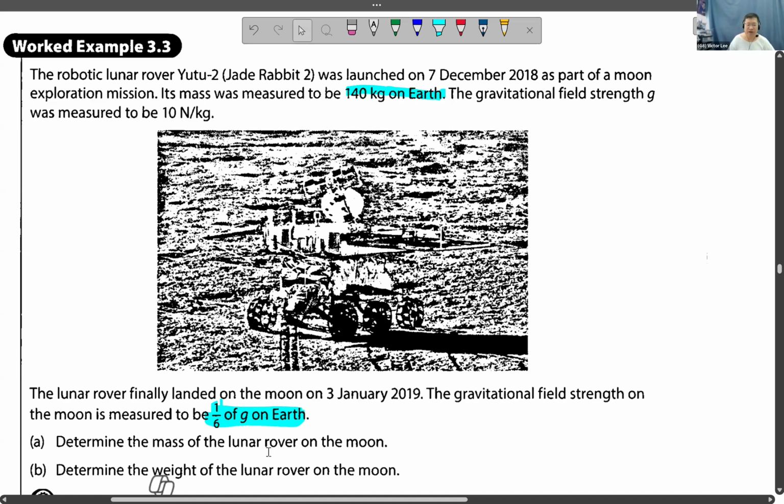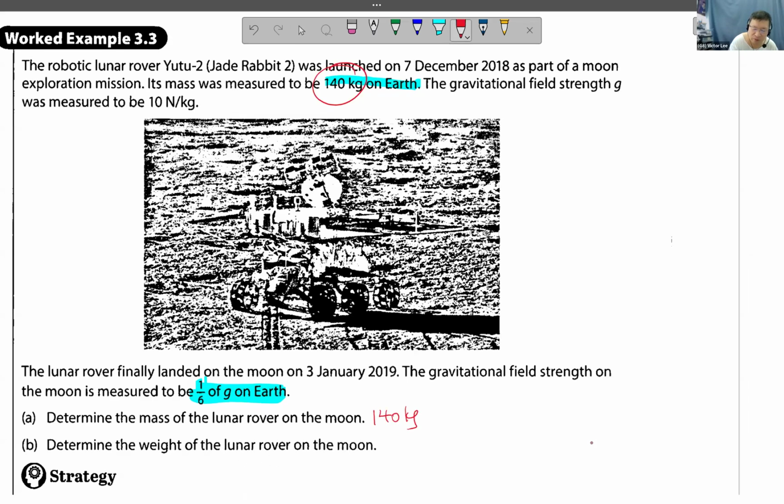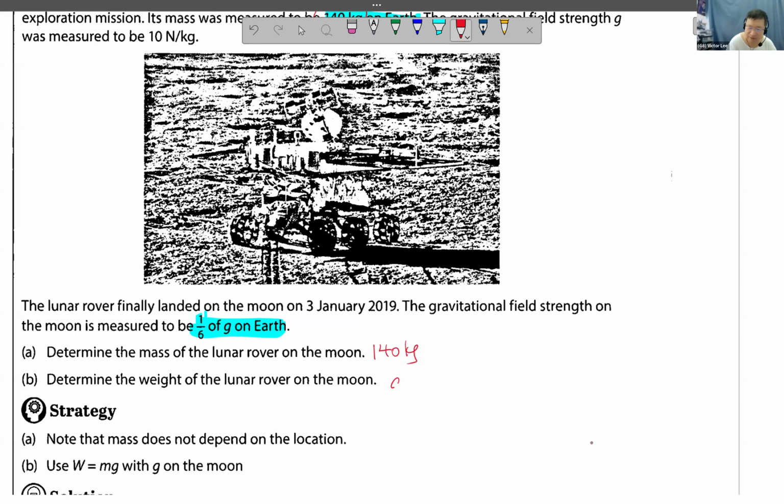How about the weight on the Moon? The Earth is 10. The Moon is 1/6 of the Earth. So what is the G on the Moon? G on the Moon, right? Equal to 10/6. All right, 10/6, and that's equal to 1.666. And this one is the Newton per kg.